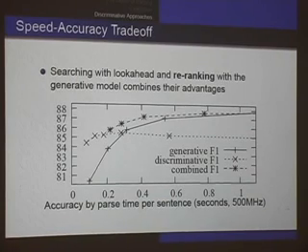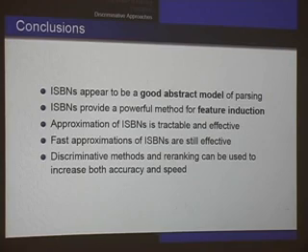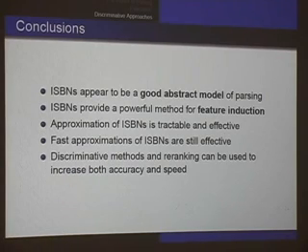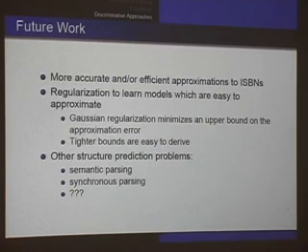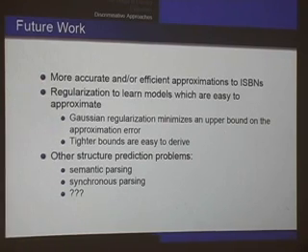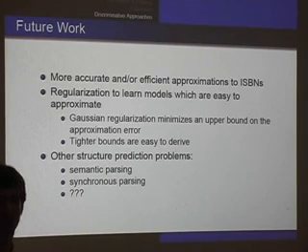Okay, so, conclusion. As I said, ISBNs are a good abstract model. They provide a powerful method of feature induction. We can approximate ISBNs in a tractable and effective way. Even when we use a very fast approximation, it's still very effective for parsing. And not surprisingly, discriminative methods give us an improvement over the generative methods. So that justifies looking at more accurate or more efficient approximations to ISBNs, using this as a framework for formalizing how to improve these models.